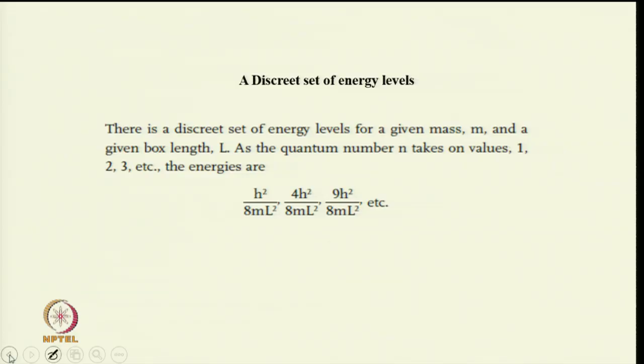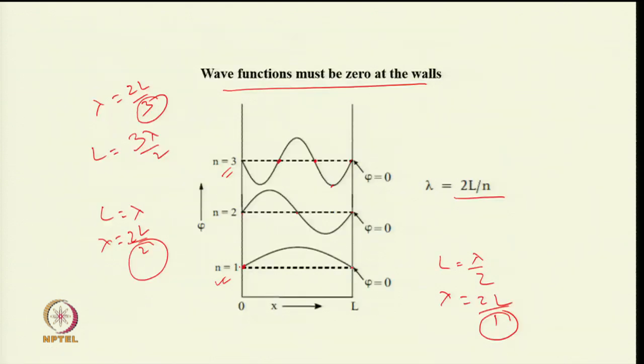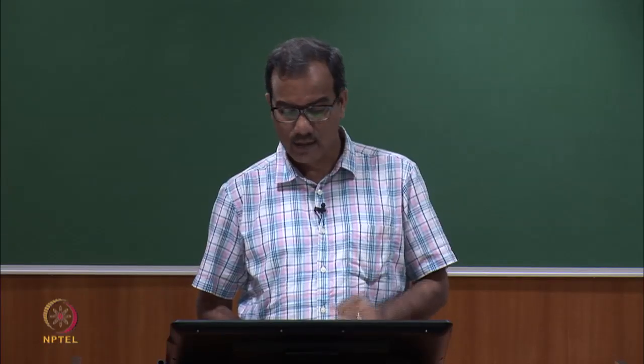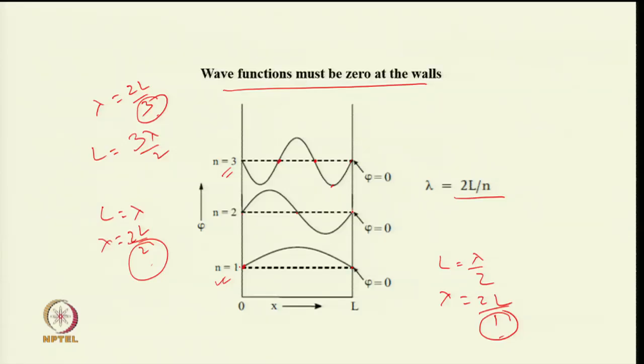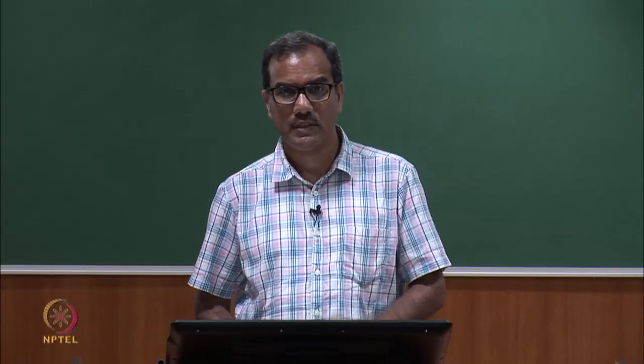If you look at the previous particle in a box, n can only take integer values. It can take 1, 2, 3. It cannot take a fractional value, because in that case the wave function will not be 0 at x equal to L. So, please keep that in mind, and here comes the concept of confinement.